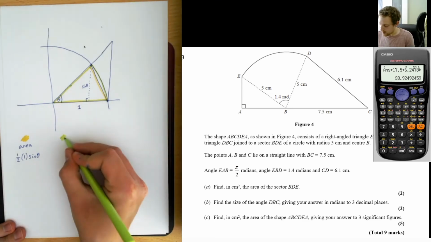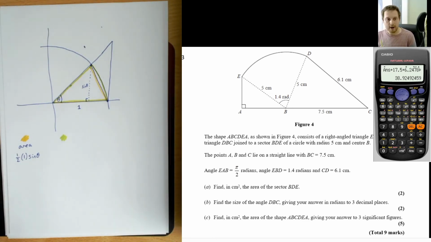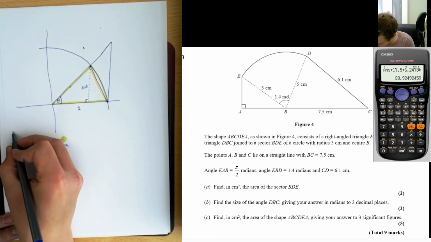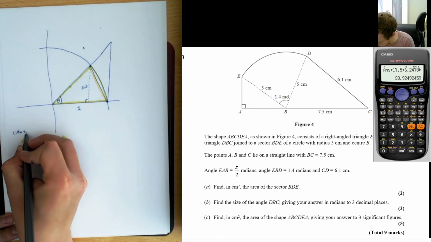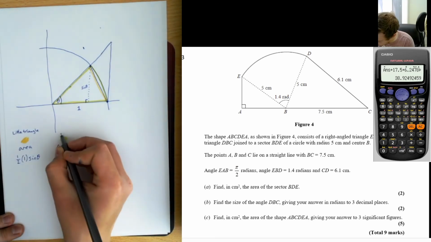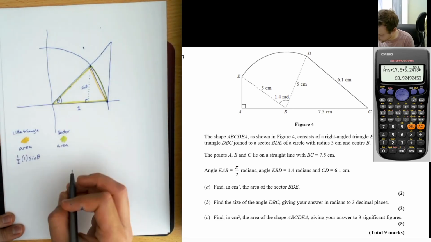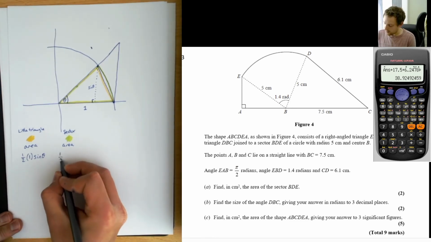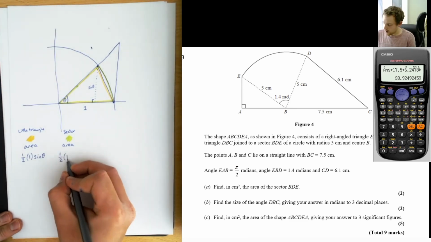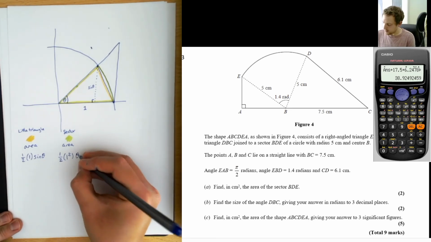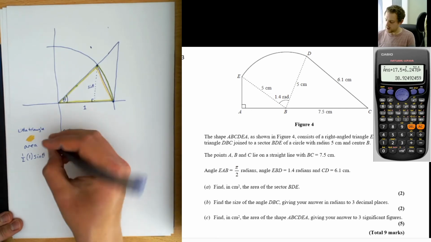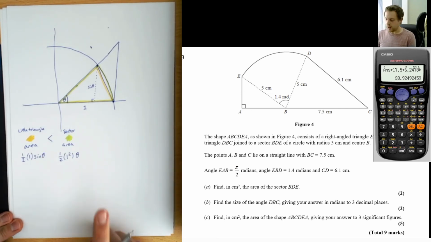So what I've got here is an area. This one's the little triangle. Let me just write this. Little triangle. This one's the sector. And the formula for the area of a sector is 1/2 r squared theta. I'll tidy all of this up in just a sec. Okay, so that area there is bigger than that area there.